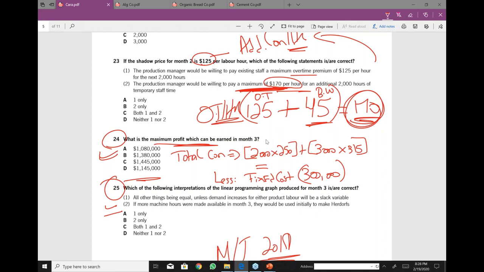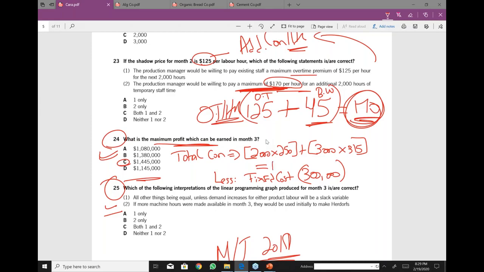Okay, so the profit is 1145. C is the answer, confirmed by the student that the answer is C. Okay, so are we clear about the answer, everyone?